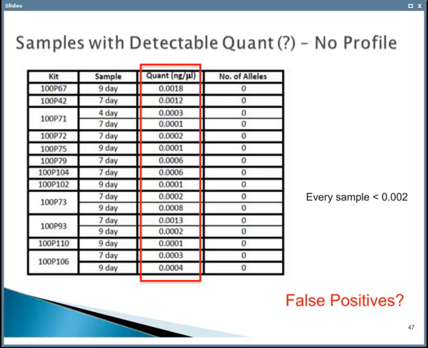And so, would these be false positives? Would these indicate that? Well, let's look.